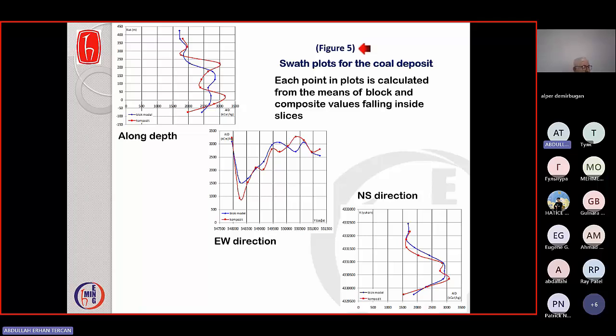Each point in the plot is calculated from the means of block and composite values falling inside the slices. For example, in the upper plot, coal deposit is divided into slices with 50 meter thickness, and average values of blocks and composite falling inside this slice are calculated. These averages are later plotted against the depth. Same calculations are also made in east-west and north-south direction. For consistent block models, these curves must be close to each other. If significant differences are observed, then these observations must be explained.